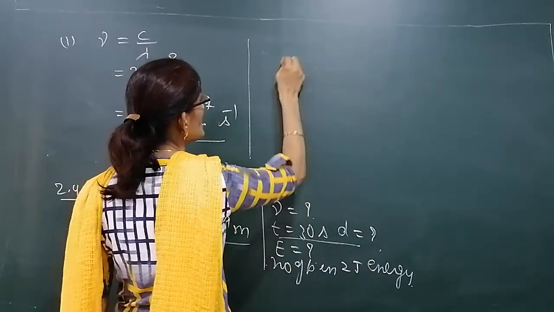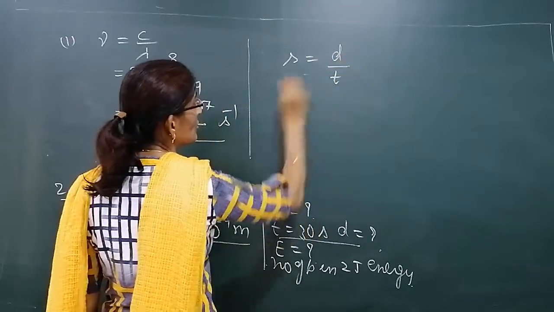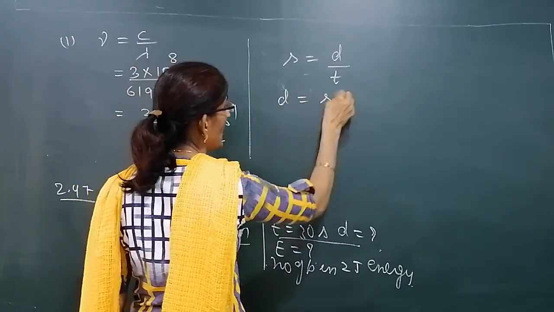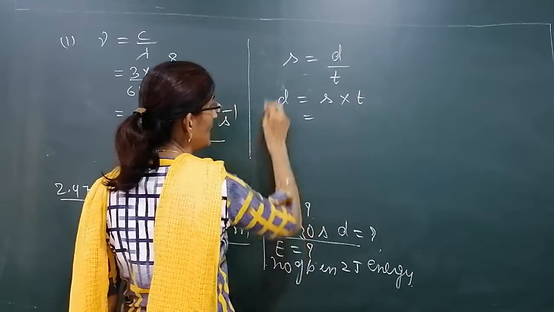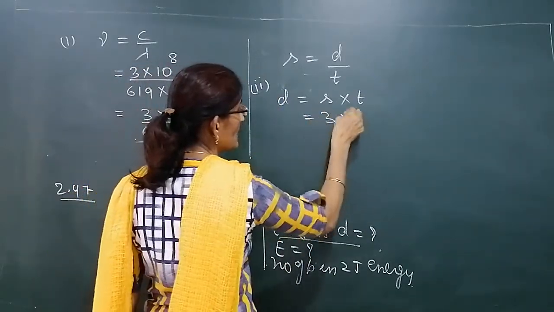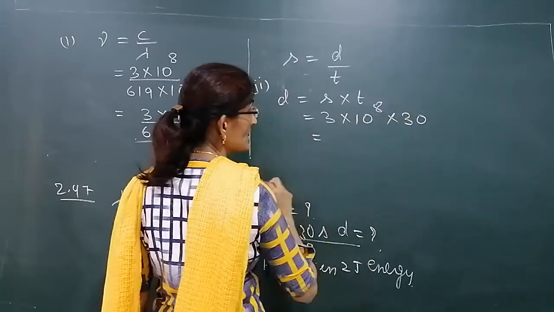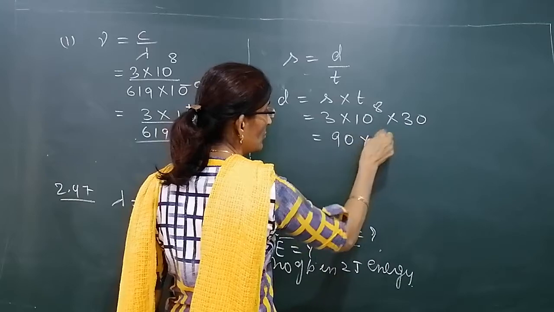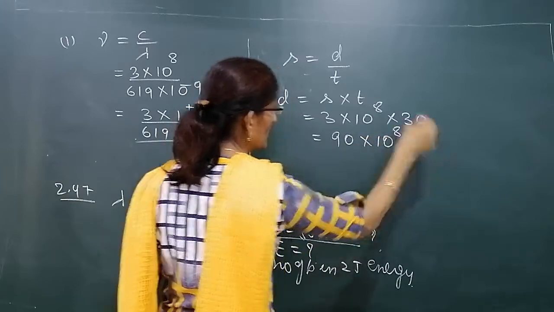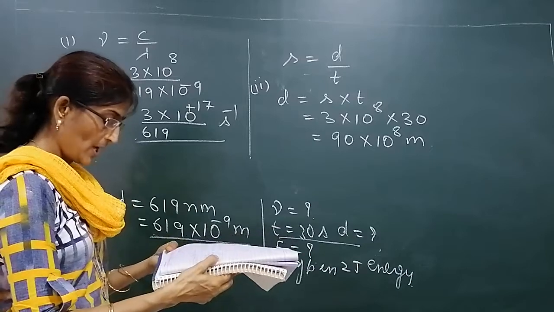We know that speed is equal to distance upon time. So distance would be speed into time. What is the speed of light? Speed is 3 into 10 raised to power 8. And what is the time given? 30 seconds. So total distance travelled would be 90 into 10 raised to power 8 meter. This is the total distance travelled by the wave in 30 seconds.